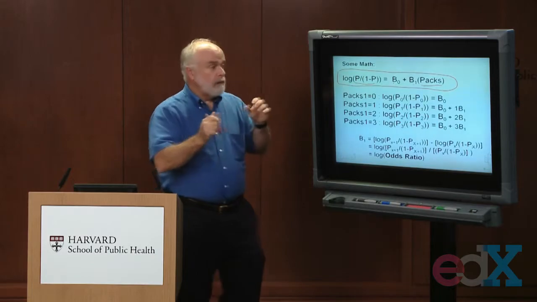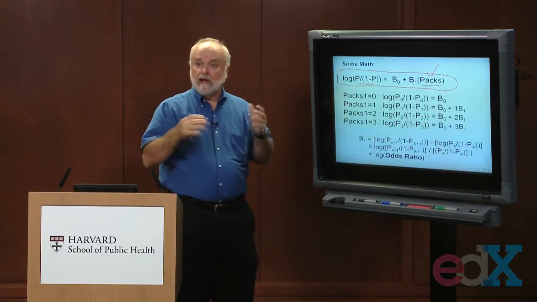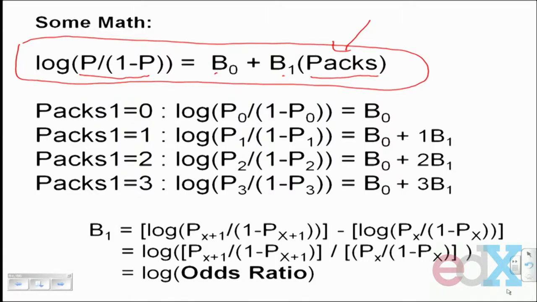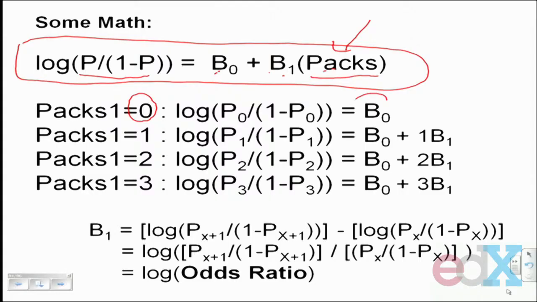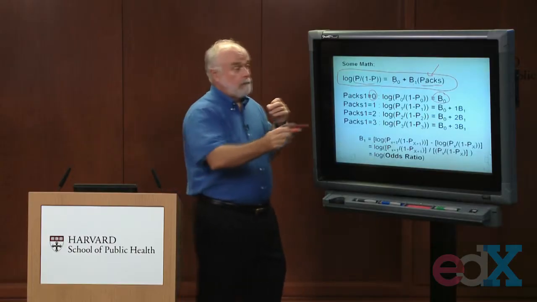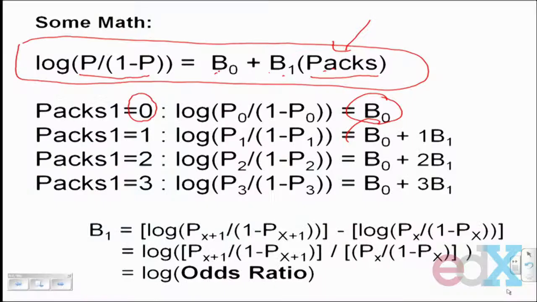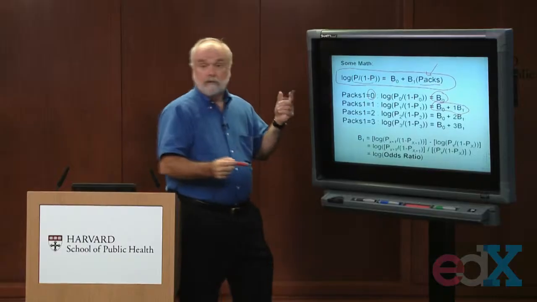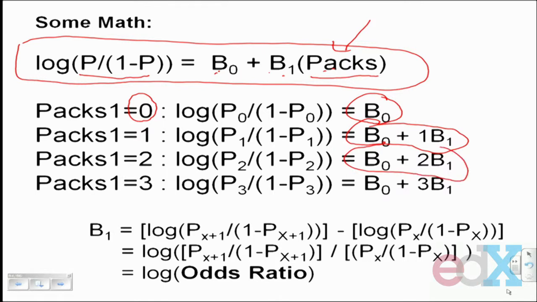Well, we can plug in different values for packs to see what the model would predict to be your log odds of dying. If you're a non-smoker and plug a 0 in for packs, your log odds of dying is B0 plus B1 times 0. Well, B1 times 0 is 0, so all you get is just the B0 term. For a 1 pack a day smoker, you plug in the number 1 for packs, and the model says that person's log odds of dying is B0 plus 1 times B1. If you smoke 2 packs, it's B0 plus 2 times B1. If you are smoking 3 packs a day, it's B0 plus 3 times B1.